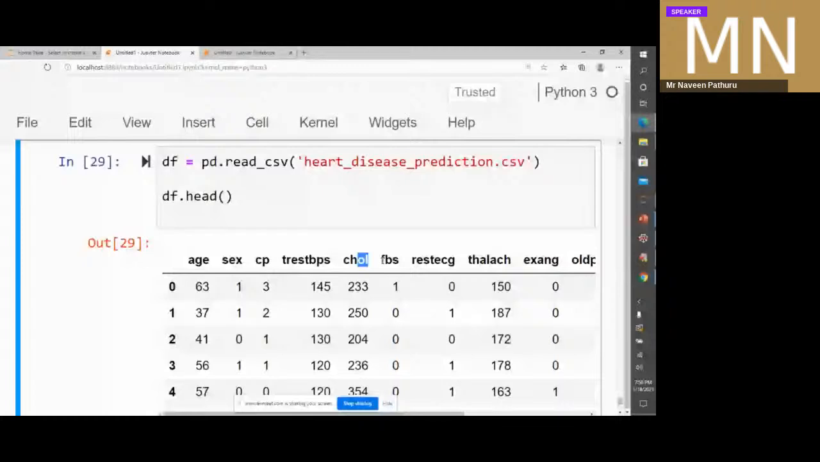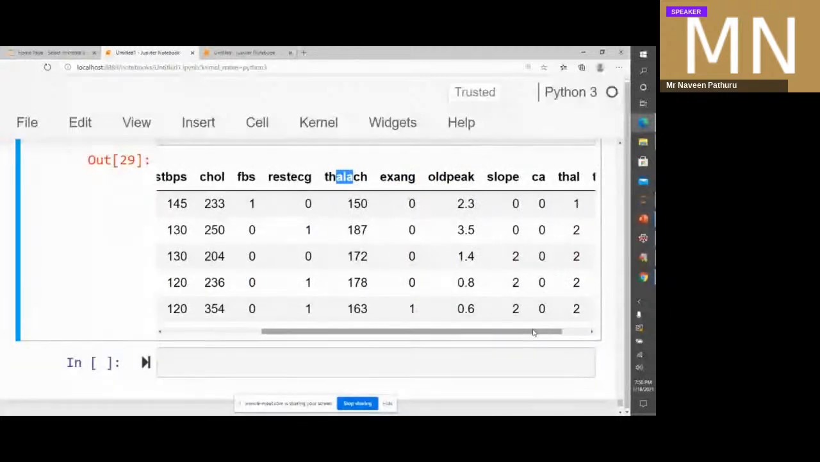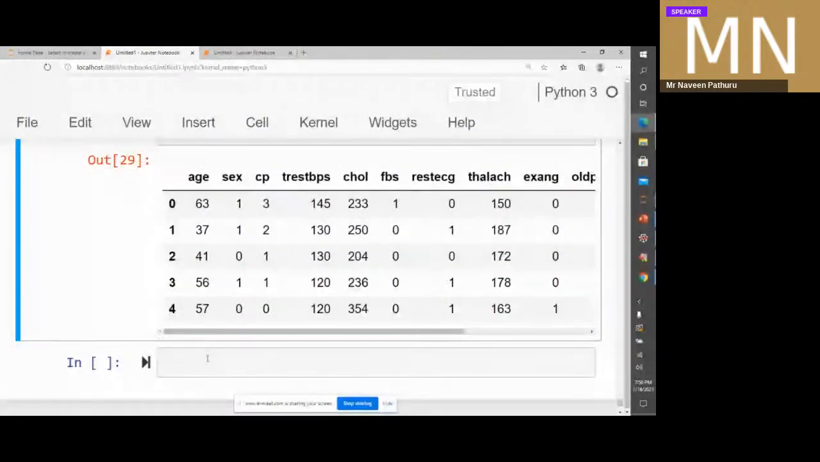This is cholesterol. This is, I think, blood sugar. This is something related to ECG. I do not know what that is, but we'll have a quick look at it and a few more things. And at the end, we have something called a target. Target means this guy had a heart disease. 1 means yes, 0 means no. That is what you can think of, guys.